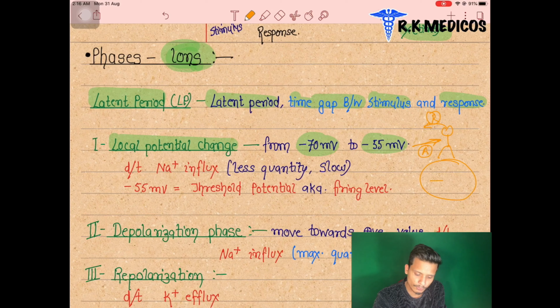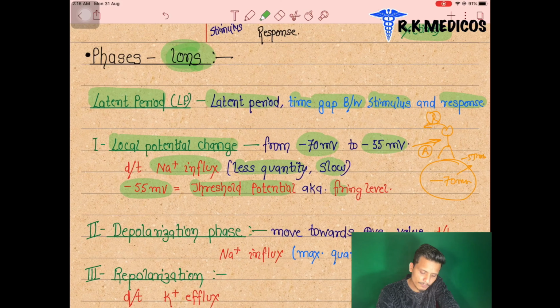from minus 70 millivolt moving towards minus 55 millivolt, which means moving towards the positive value. Inside the cell some positive charges are coming, and that is sodium. Sodium is coming inside the cell, which increases the positive value up to minus 55 millivolt. This happens due to sodium influx in small quantity. They come very slowly, and that's why this time is taken, which is called the latent period. There, minus 55 millivolt is the threshold potential.